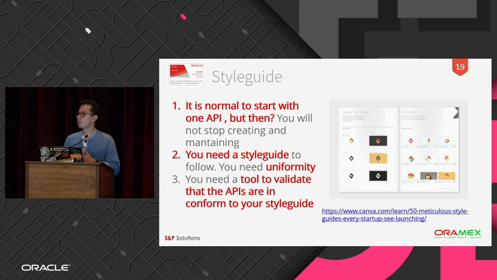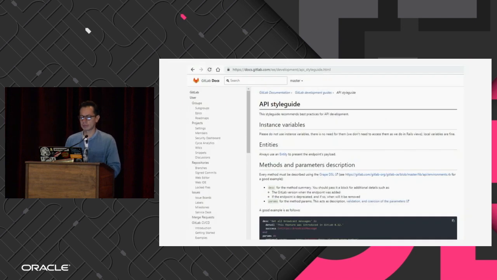Okay, you want a tool to validate that you are following your design principles, right? So you better have a style guide. For example, this is the GitLab API style guide. If you go to Google and look for this, then you will hit this document. And this document is about what the GitLab API is, what the context of this API is, and you will learn how to use it.